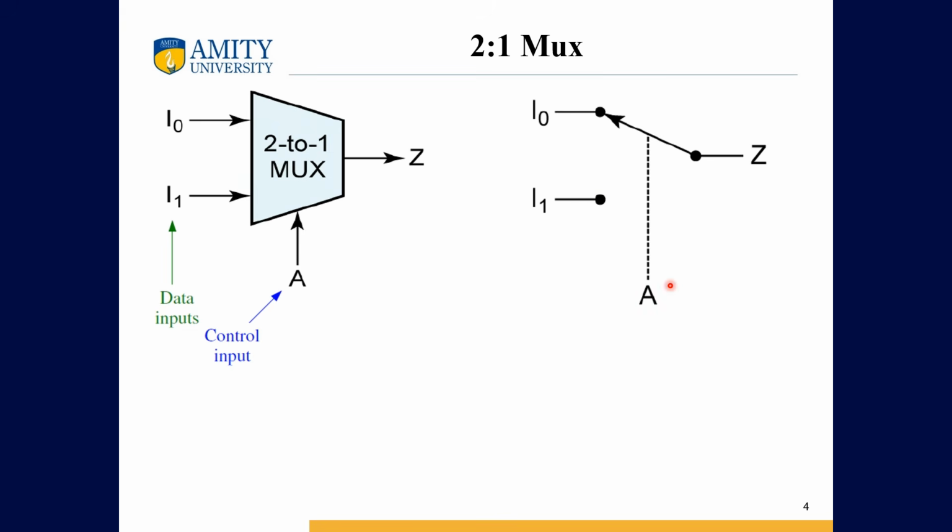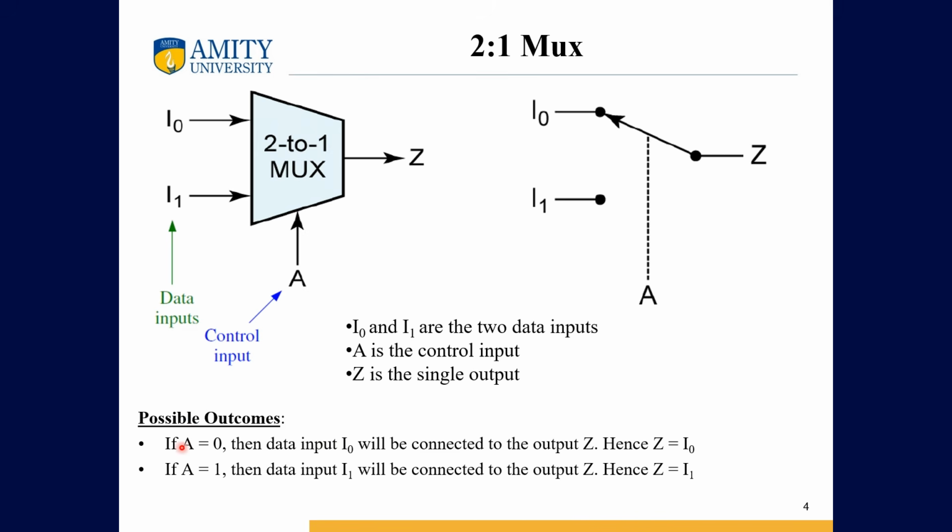So whenever the value of a is 0, the mux is going to send the first input to the output. As you can see here, when a is 0, the data input I0 will be connected to Z, hence Z will be I0. When a becomes 1, I1 is going to be transferred to Z.